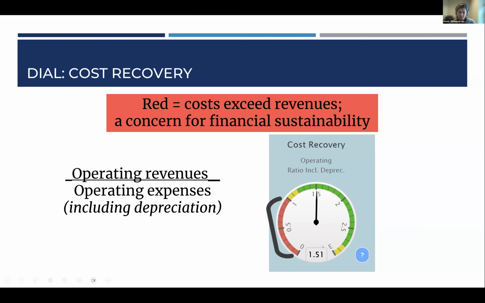And so the dial here, again, the color scheme is a little bit different than the ones that I talked about before, but you can see that basically below 1 is red. And the reason that it's red is because if the value is below 1, what we're essentially saying is that the number up here, our operating revenues, is smaller than our operating expenses, including depreciation. Essentially, in this case, our costs exceed our revenues, or our revenues don't meet our costs, which could be a concern for financial sustainability. Again, we're including depreciation here. So a utility might look at their own finances and say, actually, we're not in the red. And we hear that a lot because utilities are not necessarily including that depreciation expense. But for the purposes of the dashboard, we do include that depreciation expense. So in the red typically means there might be cause for concern, thinking about changing our rates, increasing our rates.